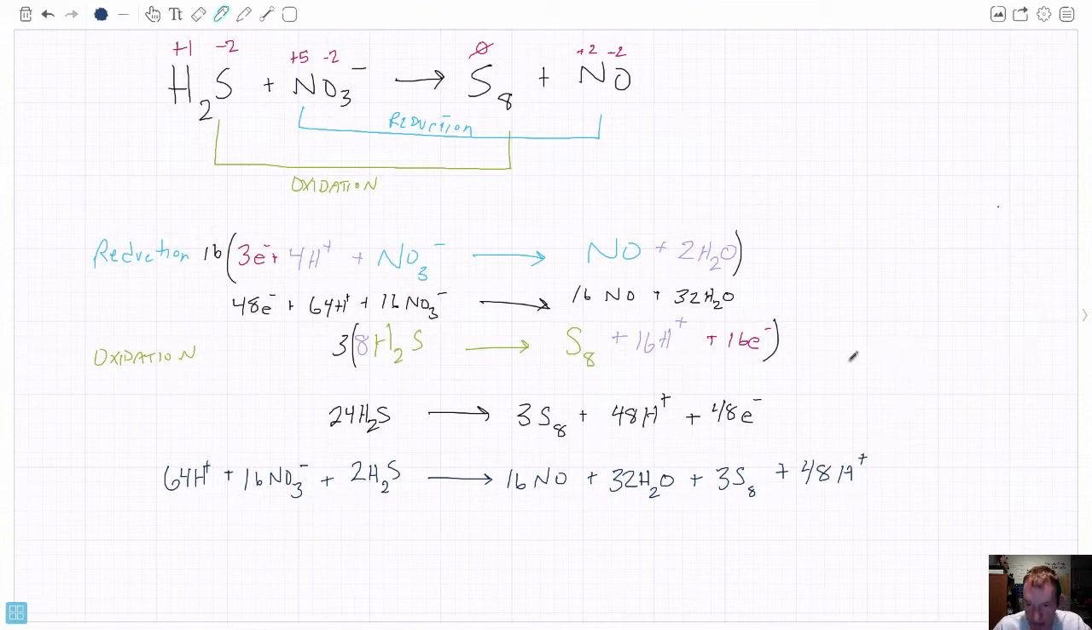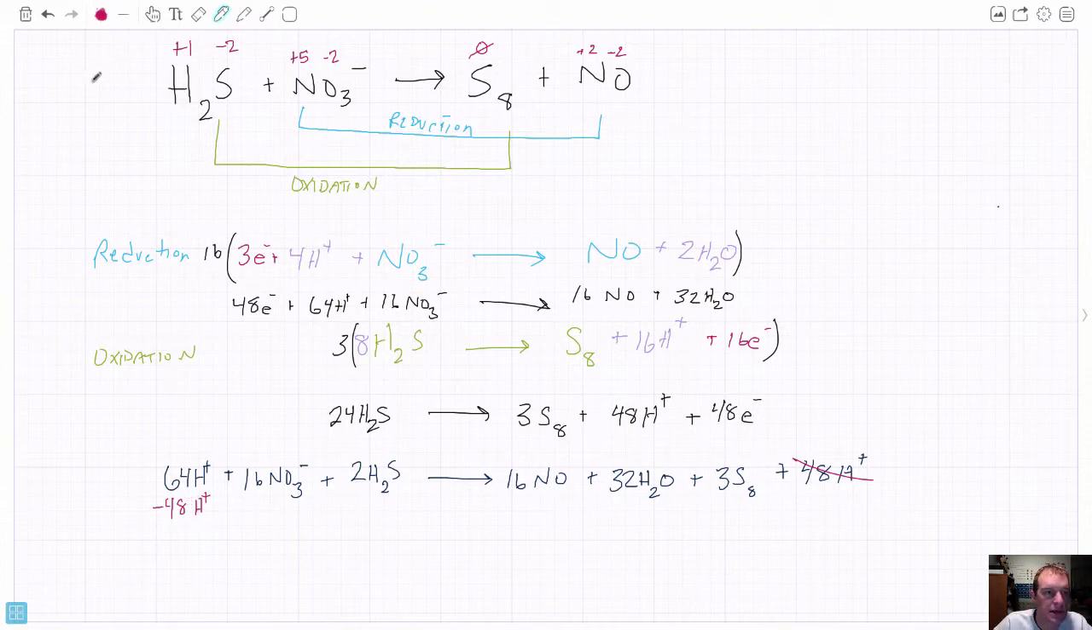Okay? Now the last step in this process is we need to recognize that we need to combine any terms that are alike on both sides of this equation. In math, we'd call that combining like terms. You can see 48 H pluses here, and we can see 64 here. So what we'll do is we'll subtract 48 H pluses from both sides of that reaction. So 64 minus 48 H plus. It'll cancel it out on this side. And what are we going to be left with? Well, it works out to be 16.